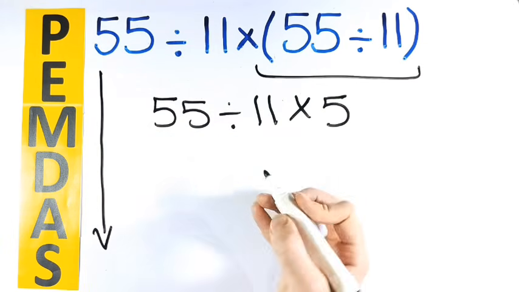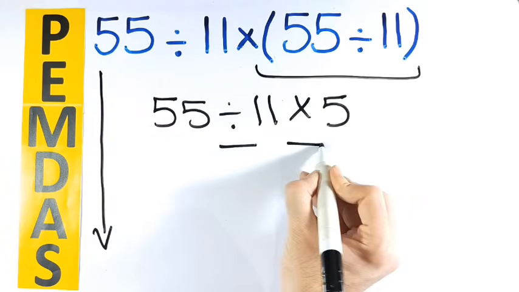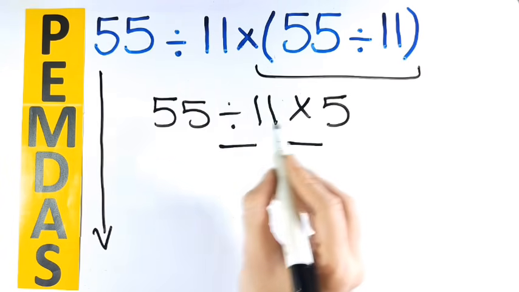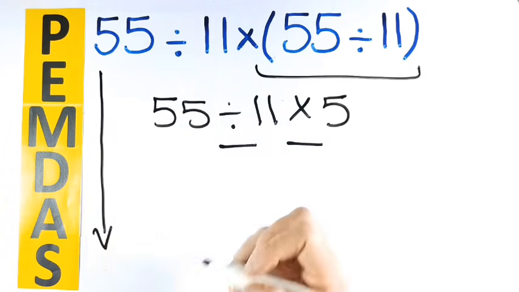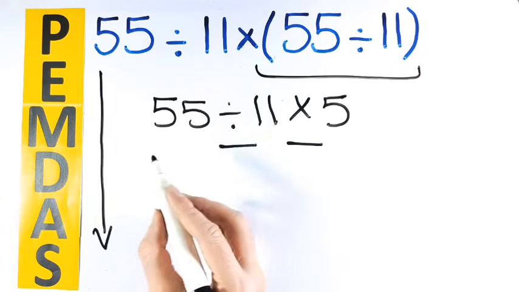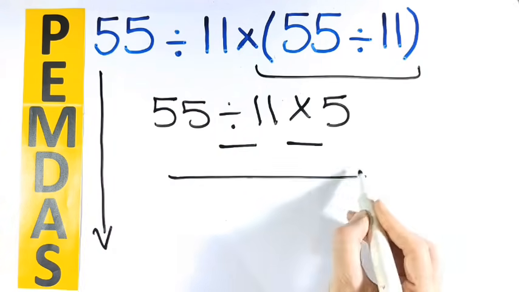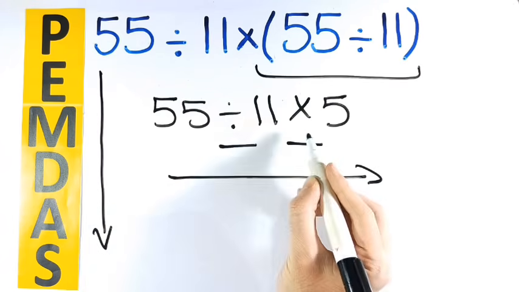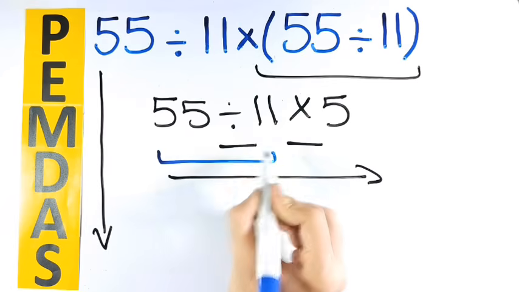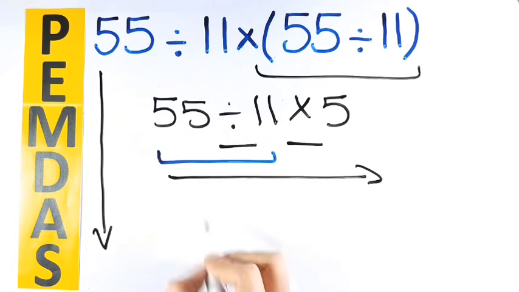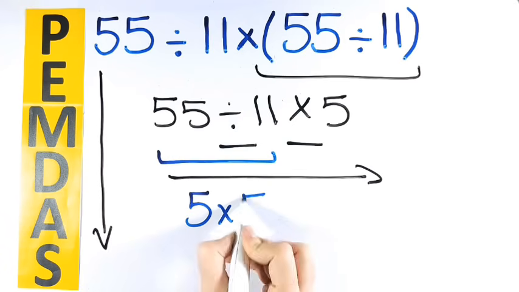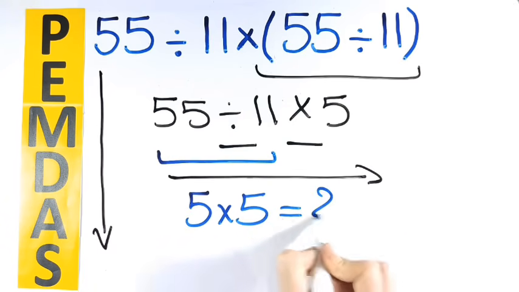And the next step, we go for the division and multiplication. However, we must pay close attention that multiplication and division have equal precedence. In this situation, the best thing to do is to start from the left side of the expression and move toward the right, performing division and multiplication in order. So, first we go for the division between 55 and 11. And instead of this expression, we can write 5 multiplied by 5, which finally gives us the answer 25.